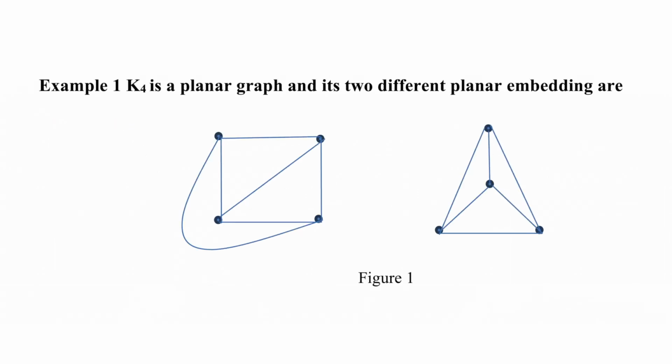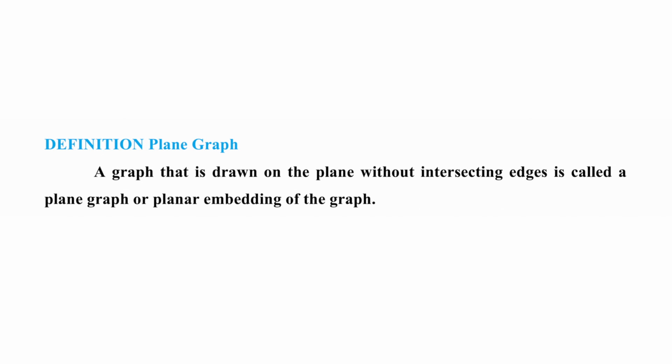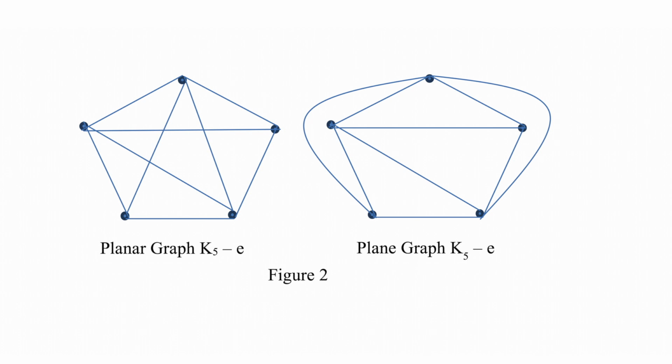A concept is best understood by examples. Let us see the following example. In this example, K4 is planar and its two different planar embeddings are shown on the screen. Next, let us see the definition of a plane graph. A graph that is drawn on the plane without intersecting edges is called a plane graph or planar embedding of the graph. Here K5 minus e is a planar graph.